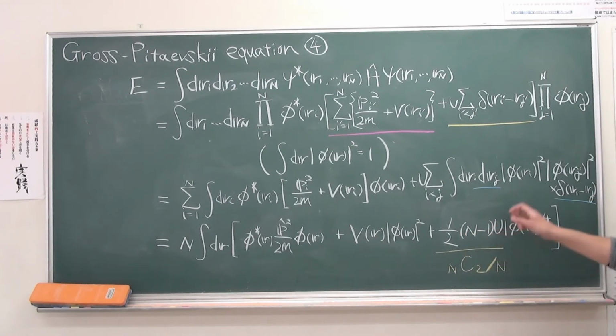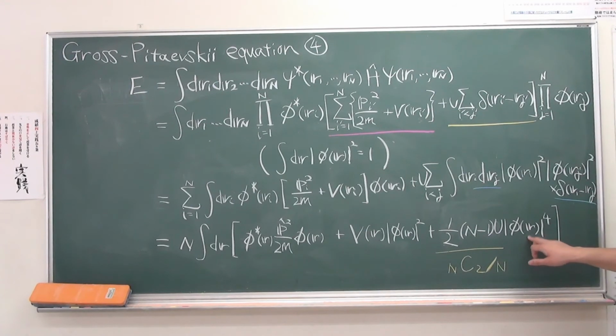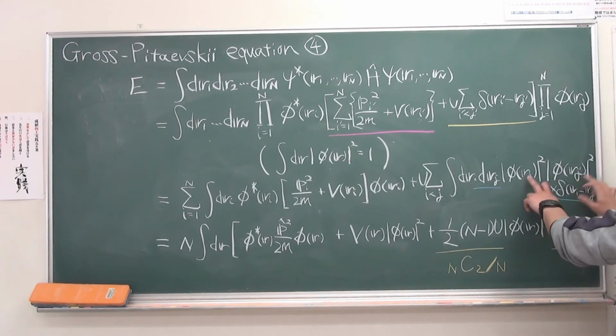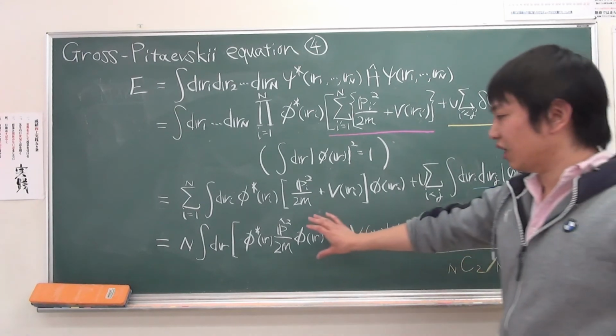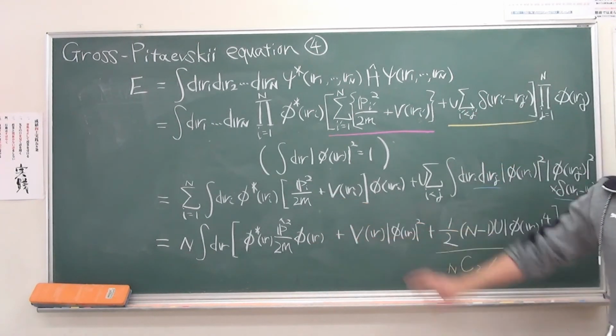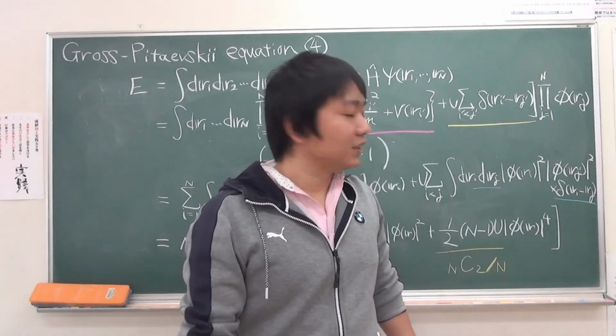Since we perform the integration for the delta function, the label of the coordinate is now equal to this term. Then we obtain phi of r to the power 4. So this is the basic expression for deriving the Gross-Pitaevskii equation. So in this movie, that's all.